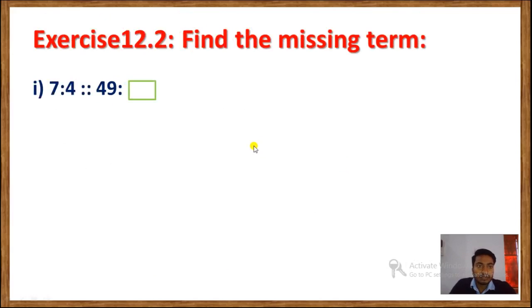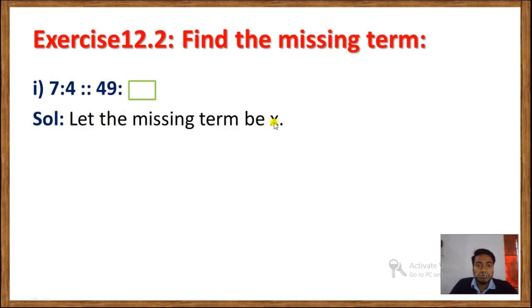Now let's solve some questions from exercise 12.2. Find the missing term. In question 1, 7 is to 4 as 49 is to dash. This missing term we have to find out. Now how to find it?